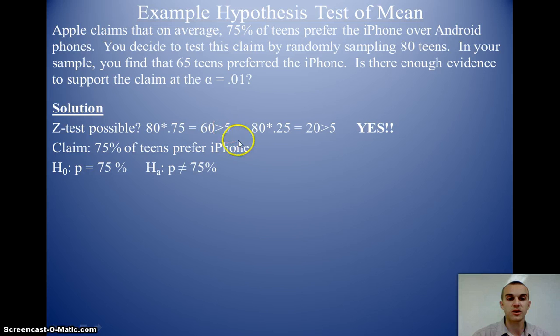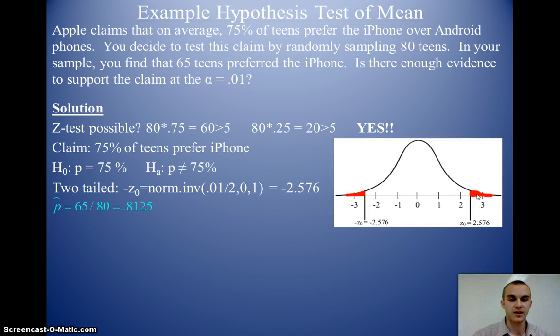So the claim was 75% of teens prefer the iPhone. So my null hypothesis is where the claim is. And then the alternative would be that it's not equal. Since it's not equal, I'm going to be looking at a two-tailed test. So I'm going to find my lower critical value, and then the upper critical value is the positive version of that. So I've got negative 2.576 and positive 2.576.